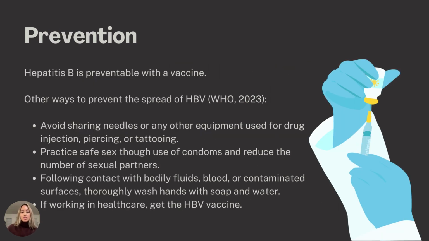So, how can we prevent contracting or spreading hepatitis B? This is preventable with a vaccine. Other ways to prevent the spread of the virus include avoiding sharing needles or any equipment used for drug injection, piercing, or tattooing, practicing safe sex and reducing the number of sexual partners, washing your hands thoroughly with soap and water after being in contact with bodily fluids, blood, or contaminated surfaces. And again, if you work in healthcare, get the hepatitis B vaccine.